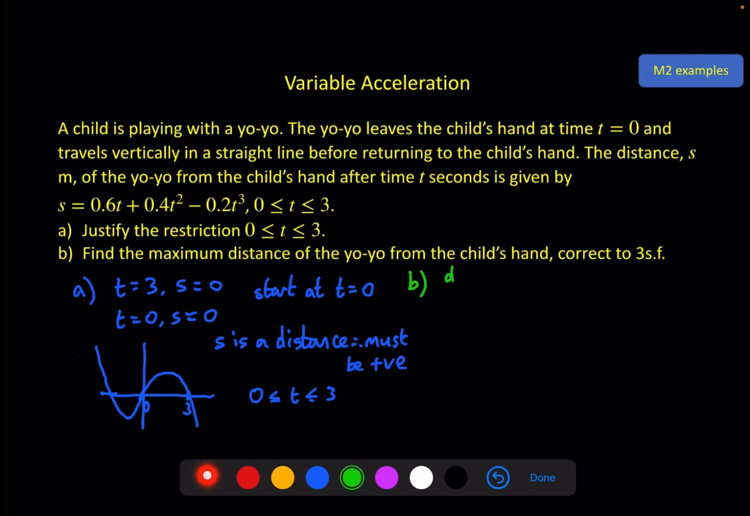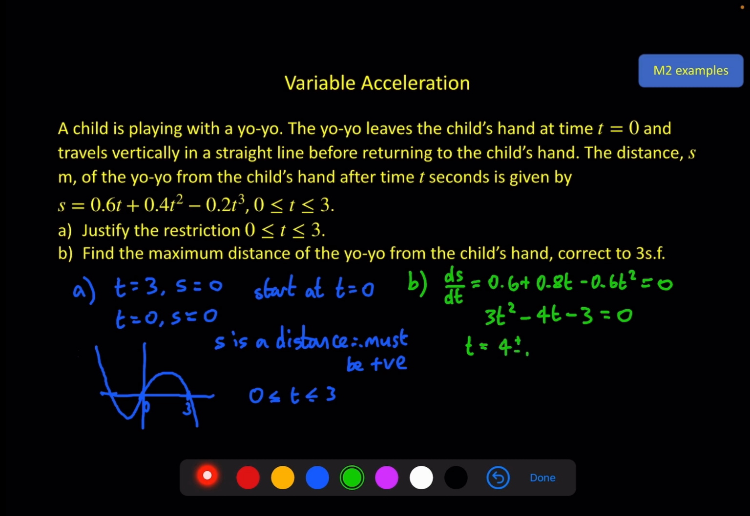So if I differentiate s, that will give me 0.6 plus 0.8t minus 0.6t squared, and we know that that is equal to the velocity, and when the velocity is 0 gives us a maximum distance in this case. And to get something that I'm a little bit happier with, I'm going to multiply everything here by minus 5 to give me 3t squared minus 4t minus 3 equals 0. That I don't think is going to factorize, so I'm going to use the quadratic formula.